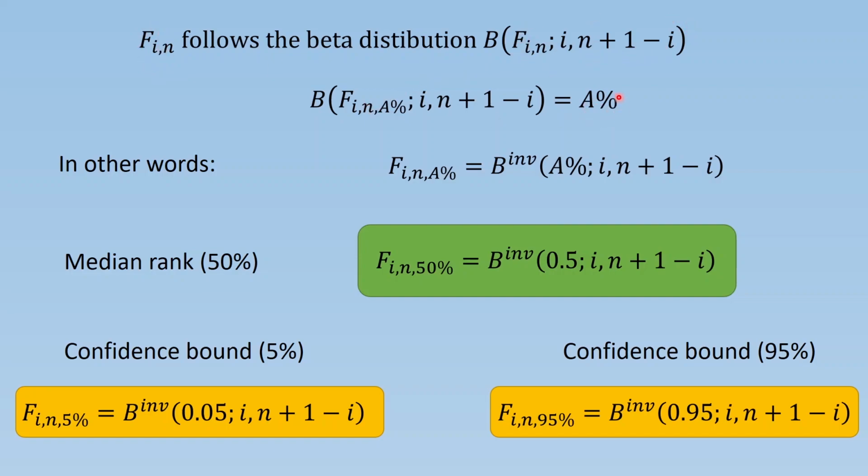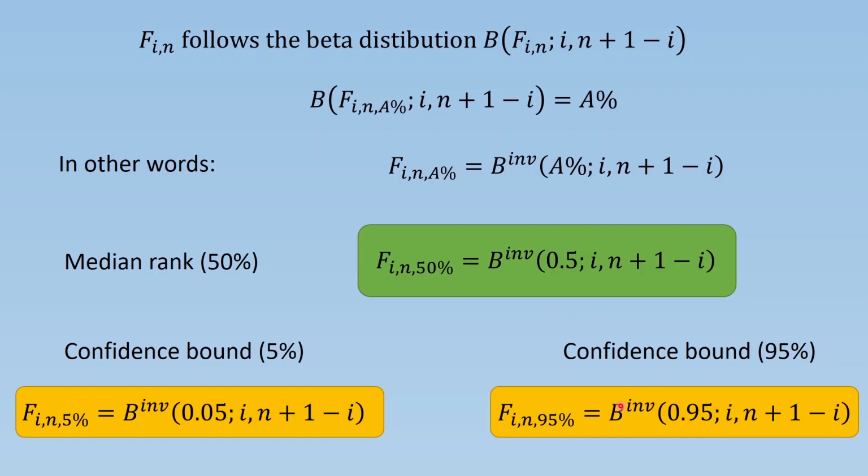So if you want 8% probability of failure, we can calculate this beta distribution. Or if we want to find this probability of failure, we can take the inverse of the beta distribution with 8%, I, and n plus 1 minus I. For example, to find the median rank, that is the 50% probability of failure, we take the inverse of the beta distribution 0.5, I, and n plus 1 minus I. If you want 5%, here we put 5%. If you want 95%, we put 95%.